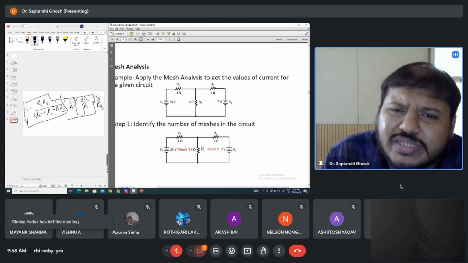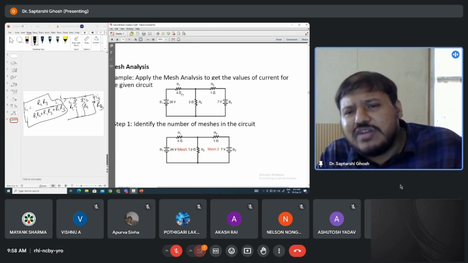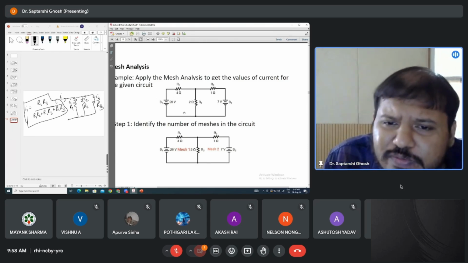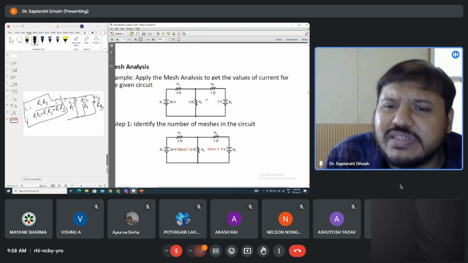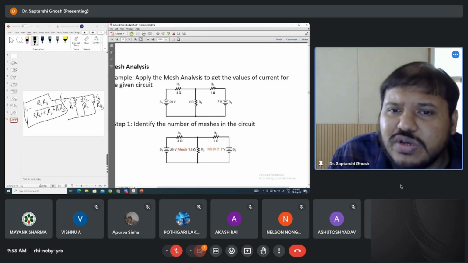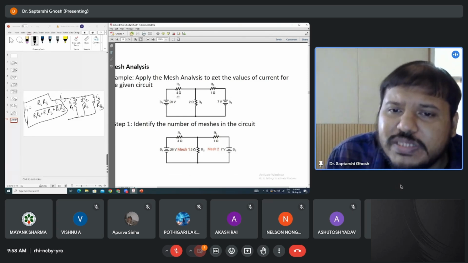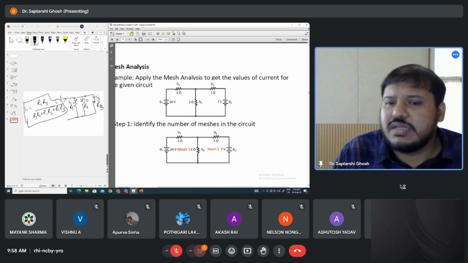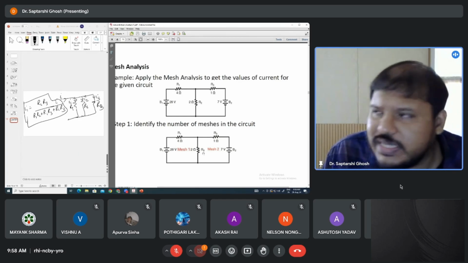Just by looking at the circuit also, the basic concept is that a mesh is a loop which does not have any other loop inside it. If you consider this loop, it does not contain any other loop inside it. If you consider this loop, it also doesn't contain any other loop. So this is mesh 1, this is mesh 2, and the formula is also giving 2 meshes. You cannot consider the outer loop as a mesh because there are loops inside it. So the formula gives 2 meshes, and you also see there are 2 meshes here.